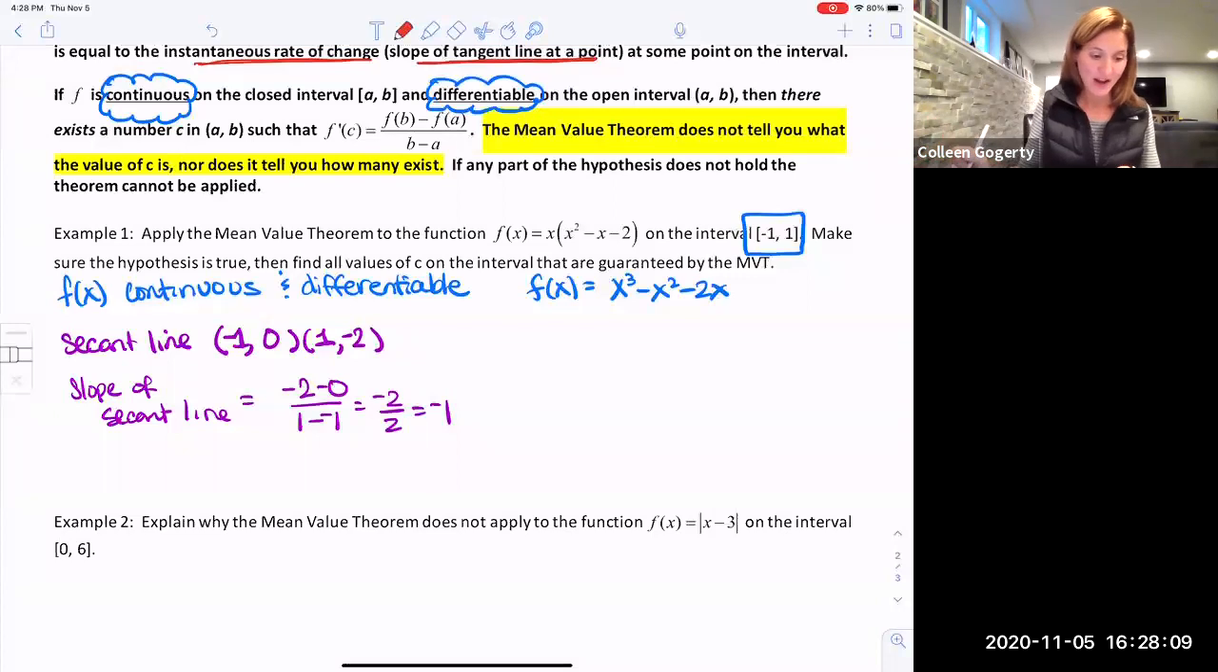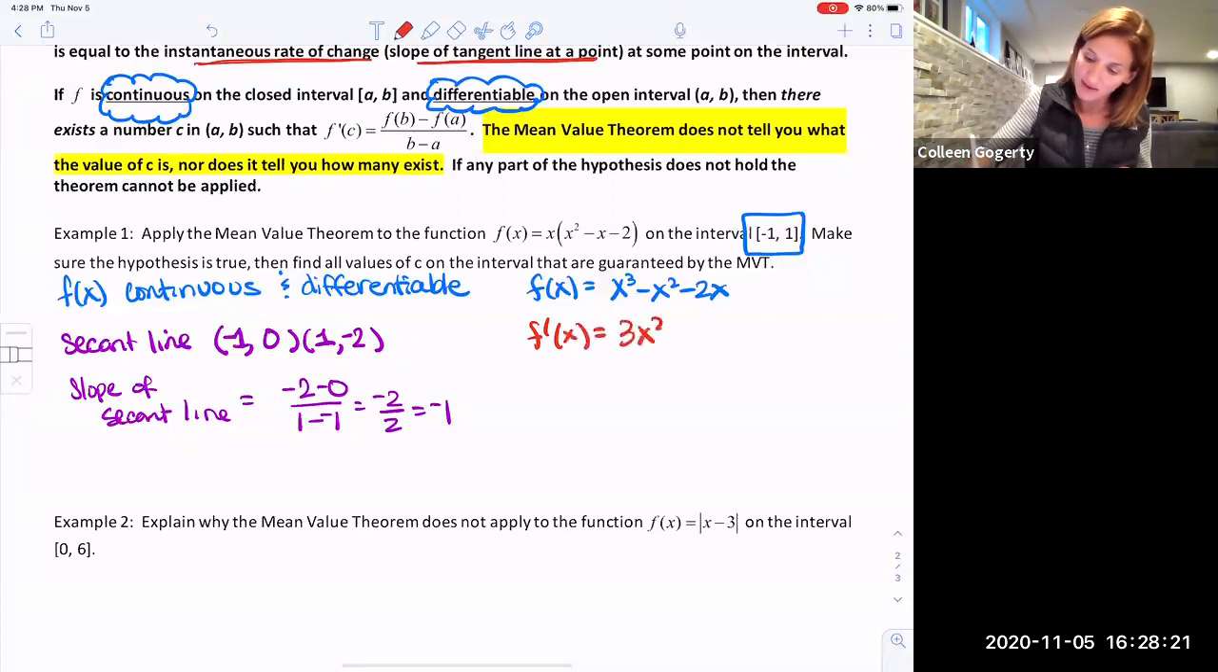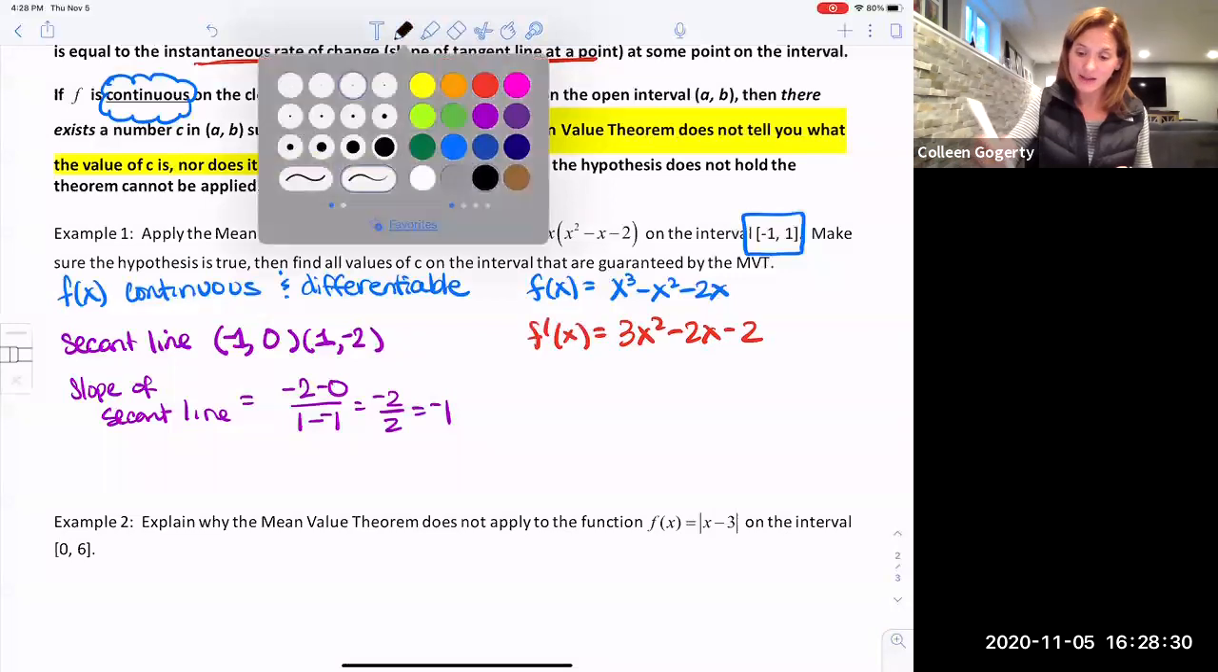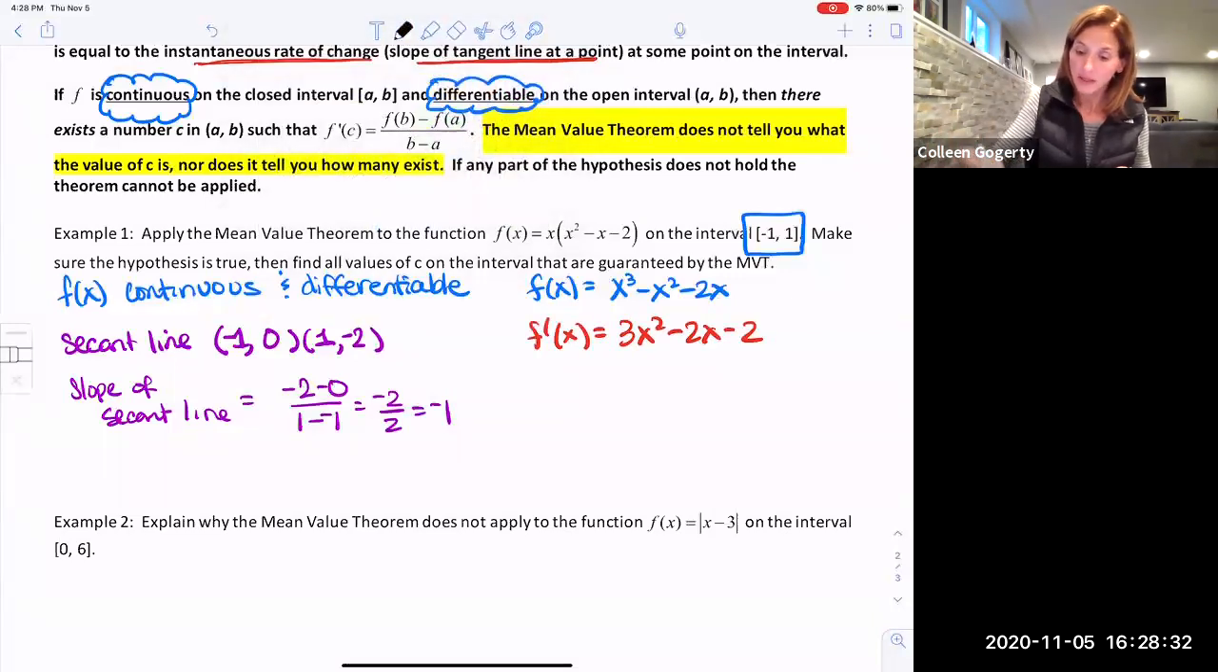If I have f of x is x cubed minus x squared minus 2x, then I'm just gonna put it as what is the overall derivative? And that's 3x squared minus 2x minus 2, okay? So what the mean value theorem is saying is that let's pull these two concepts together. This is the slope of our tangent line, okay?